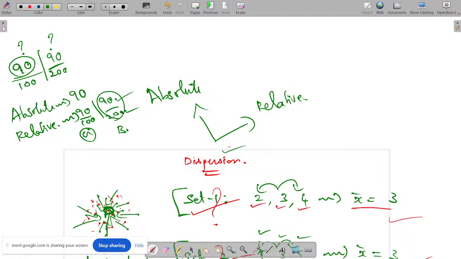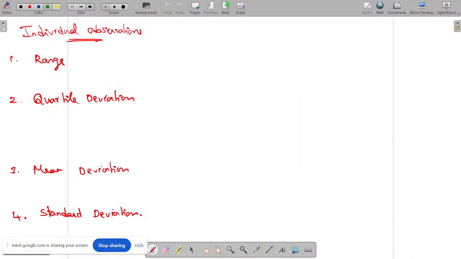We have 4 types of dispersion. That's what I'm going to discuss in the next page. What are the 4 types of dispersion? I'm talking about absolute value first. Then I'll go for relative value. What are the 4 types of dispersions we have? One is range. Next is quartile deviation. Third is mean deviation. And fourth is standard deviation.